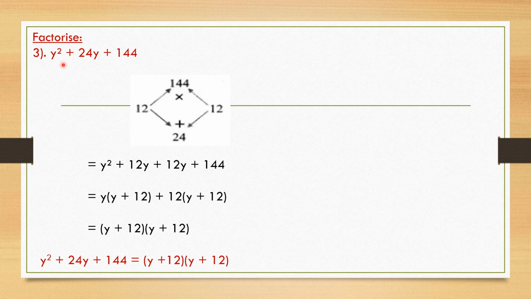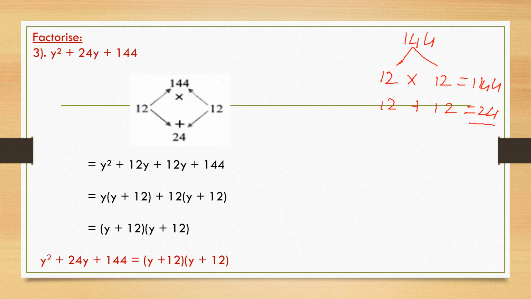Next sum is y squared plus 24y plus 144. Now here again, the last constant term is 144. Now 144 I have to split into two such numbers that after multiplying those two numbers I should get 144, and after adding those two numbers I should get the middle term, that is 24 in this case. So if I take 12 and 12, 12 multiplied by 12 will give you 144, and 12 plus 12 will give you 24, and we know that 24 is the middle term. So our two numbers are 12 and 12.